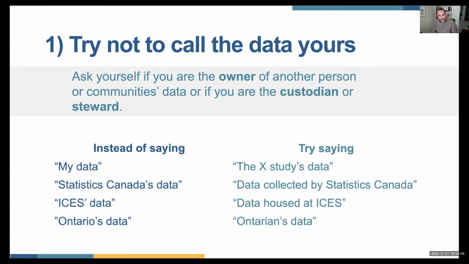Even with these small things, instead of saying my data, say the COVID studies data or data housed at Stats Canada. And even instead of saying Ontario's data, say Ontarians' data. Changing two letters changes the dialogue. So it's not political, it doesn't become the government's data, but it becomes the data of the people who live in Ontario. And I found when I've started doing this, it changes the way I think about the data and makes it more patient-oriented or person-oriented or community-oriented.